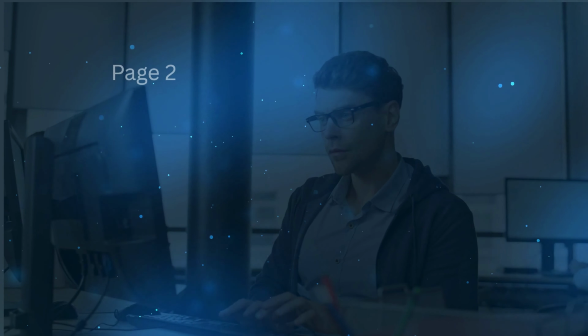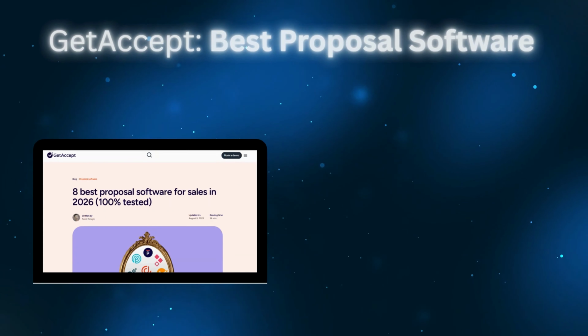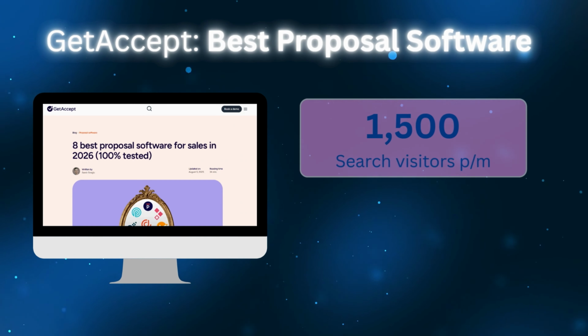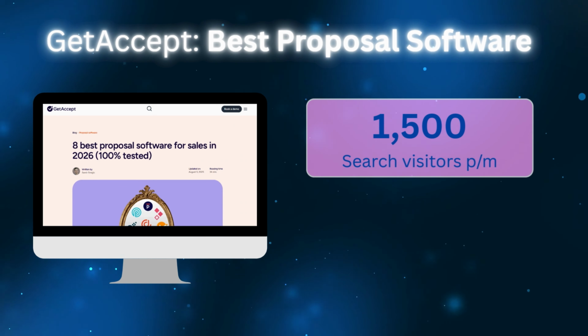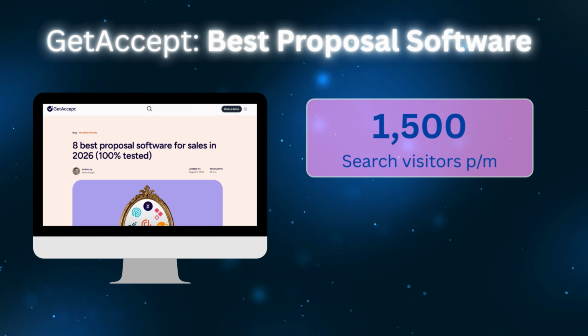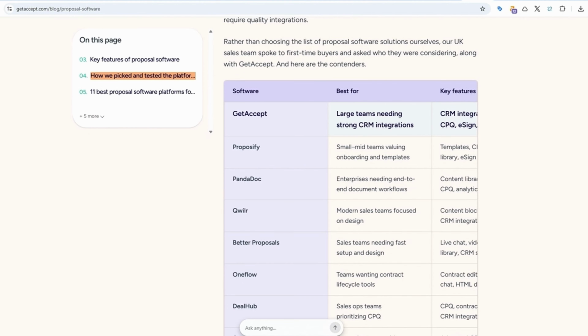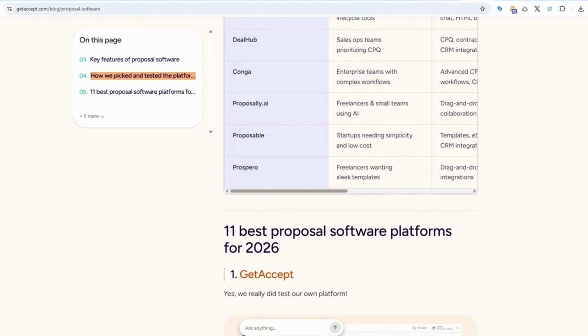Page 2 is best of lists, and if you've ever browsed the internet before in your life, you've probably seen them before. They are simply lists comparing the best products in your space, like this best proposal software page from GetAccept. It attracts around 1,500 monthly visitors and is likely generating at least £360,000 in added LTV. And all they're doing here is listing 8 of the best tools in the space, and as you may have guessed, putting themselves in at number 1.